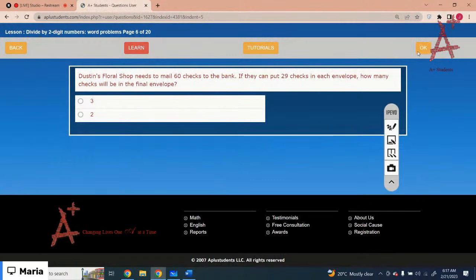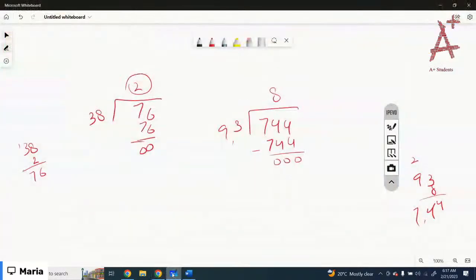Okay, the next one is: Dustin's floral shop needs to mail 60 checks to the bank. If they can put 29 checks in each envelope, how many checks will be in the final envelope? You have to divide 60 by 29. Got it? 29 times 2, we can go for 58, I think. That means in the last envelope, they have to send 2 checks. Got it?